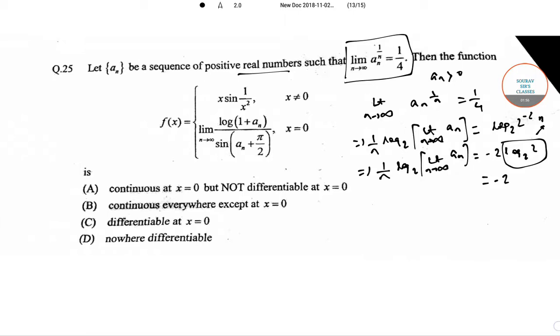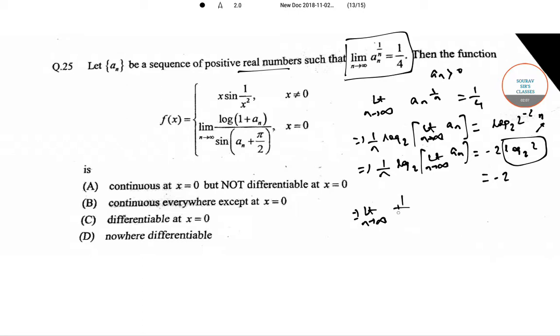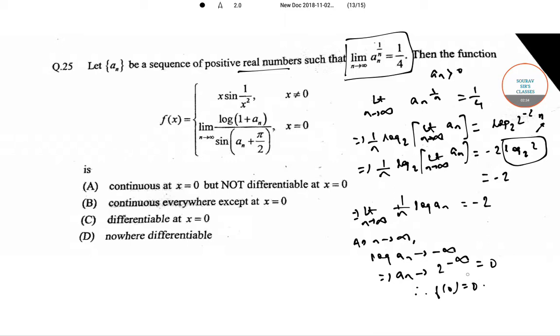So on the right hand side we are left with minus 2. Therefore, limit n tends to infinity 1 by n log a_n is equal to minus 2. Now as n tends to infinity, log a_n tends to minus infinity, or a_n tends to 2 to the power minus infinity, that is equal to 0. Therefore, f(0) is equal to 0.